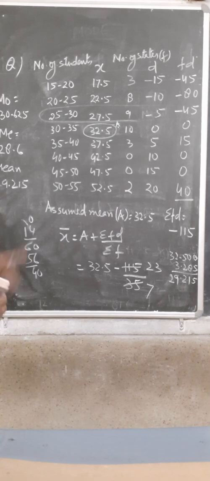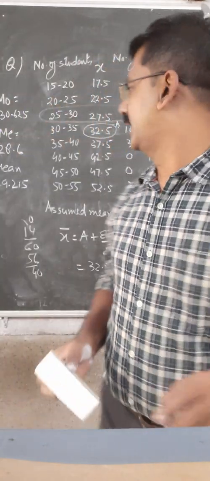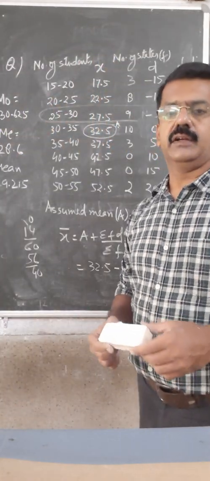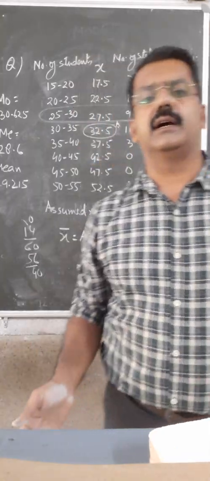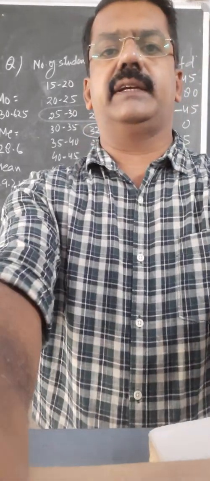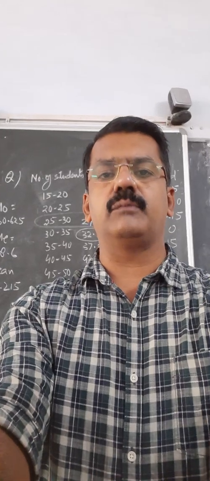So you can see the mode is 30.625, the median is 28.6 and the mean is 29.215. So in the next class we'll start a new topic and practice the sums based on these mean, median and mode. Thank you.